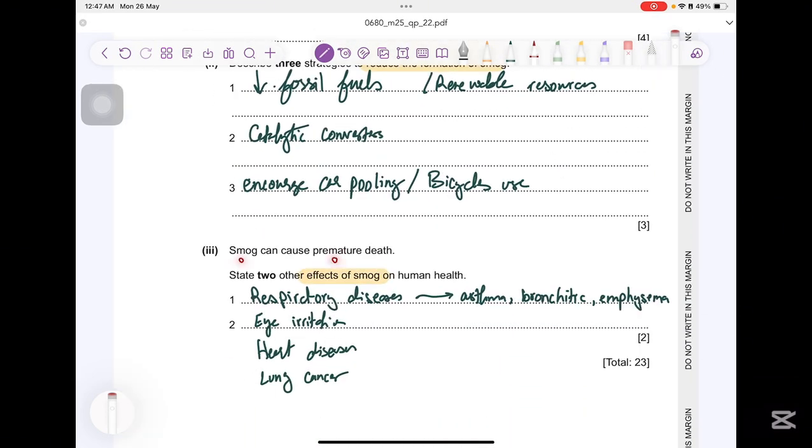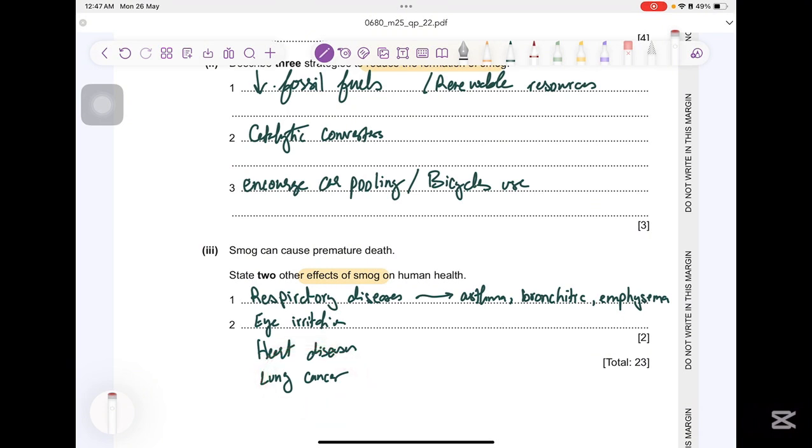Smog can cause premature death. State 2 other effects of smog on human health. Respiratory disease, because smoke, okay, that comes from smog. So smoke causes irritation, right? And you know smog is a mixture of fog and smoke. So smoke will cause respiratory diseases or lung cancer. Respiratory diseases such as asthma, bronchitis, emphysema, any respiratory disease, write it. If you don't, write lung cancer, it's okay.